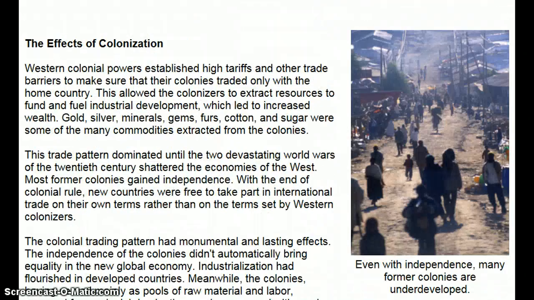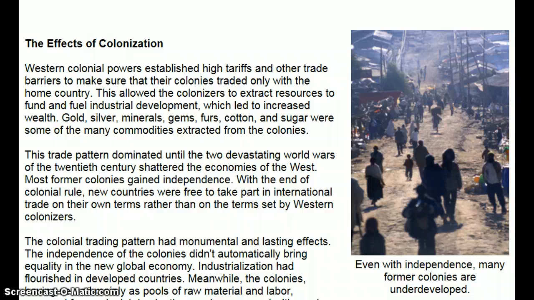The effects of colonization. Western colonial powers established high tariffs and other trade barriers to make sure that their colonies traded only with the home country. This allowed the colonizers to extract resources to fund and fuel industrial development, which led to increased wealth. Gold, silver, minerals, gems, fur, cotton, and sugar were some of the many commodities extracted from the colonies.